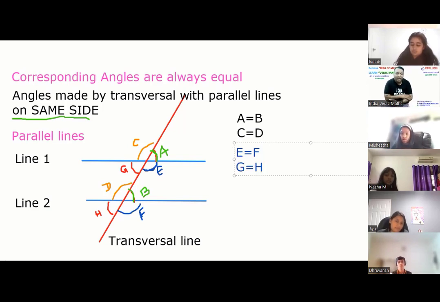So tell me, is there anyone in the class who could not understand what corresponding angles are? Has everyone understood? Sir, please explain once more. Mayank, the full thing.